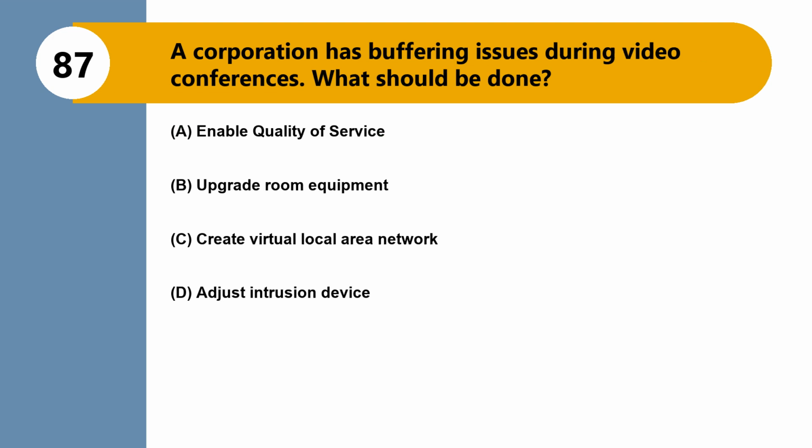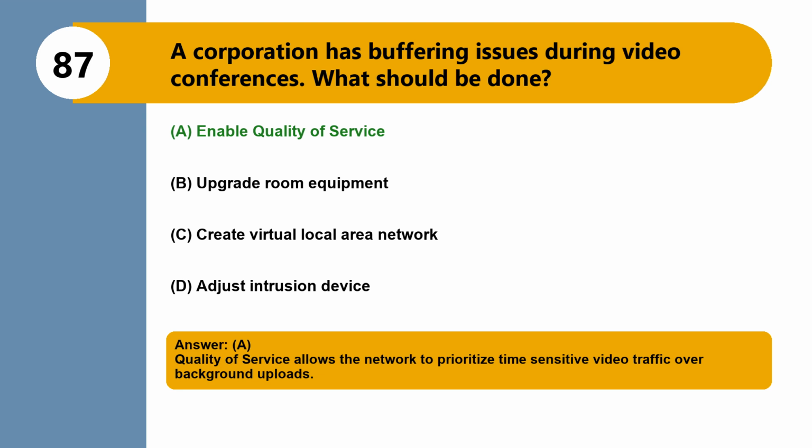Question 87. A corporation has buffering issues during video conferences. What should be done? Option A, enable quality of service. Option B, upgrade room equipment. Option C, create virtual local area network. Option D, adjust intrusion device. The correct answer is option A, enable quality of service. Quality of service allows the network to prioritize time-sensitive video traffic over background uploads.